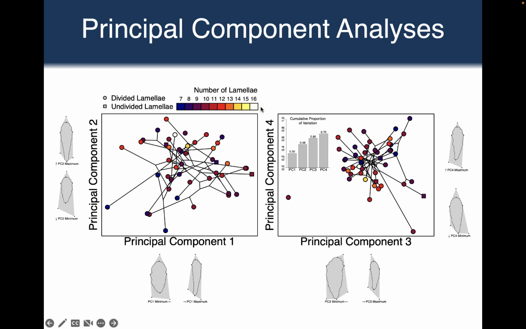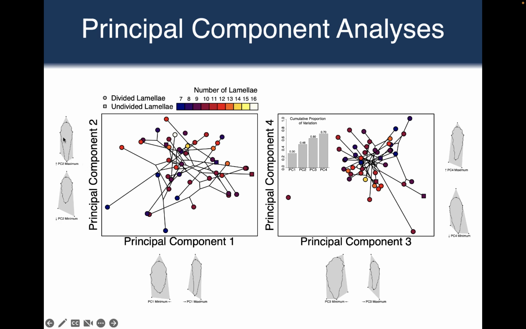You can see the dots on our plots here are colored by the number of lamellae each species had. Some species had as few as 7 lamellae or lamellae pairs, and some species had all the way up to 16. So there's some variation in how many lamellae species have. Principal component 1, in essence, captures the concept of a skinny, narrow toe or a big, fat, dilated toepad.